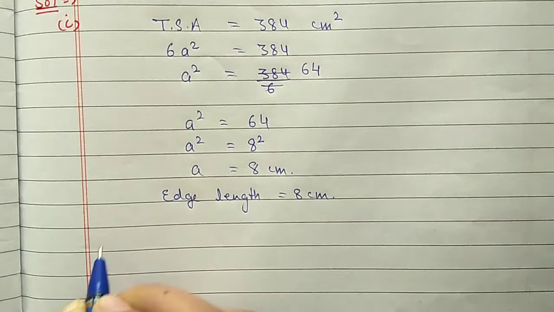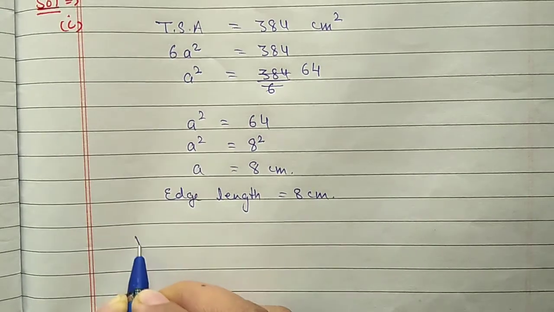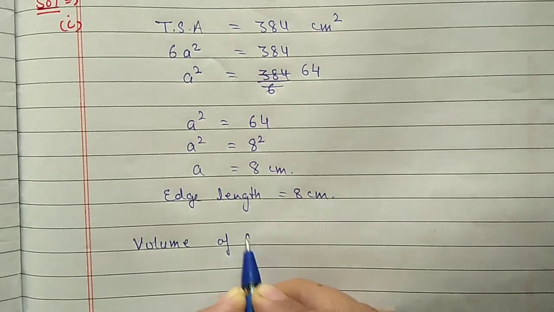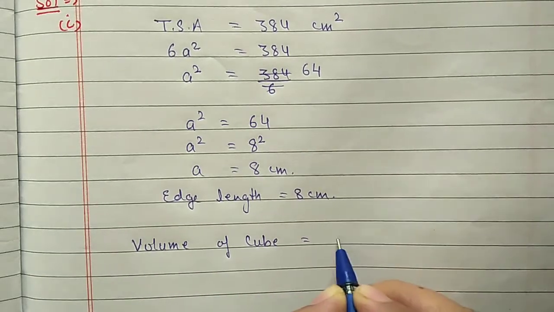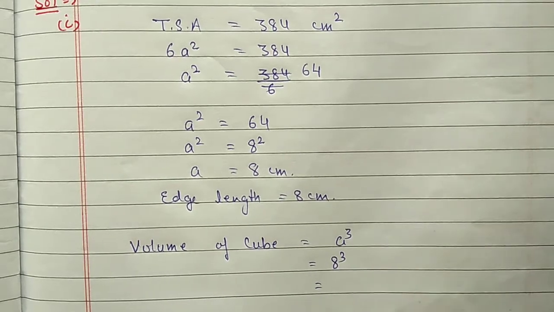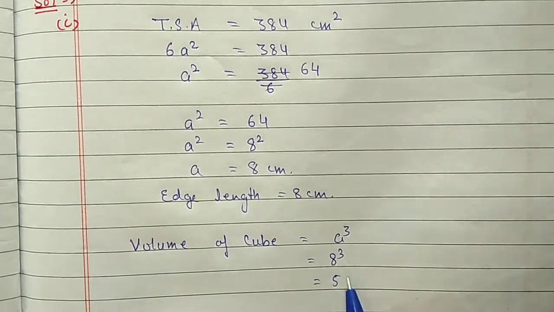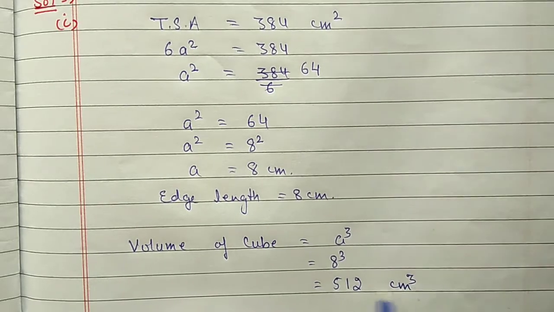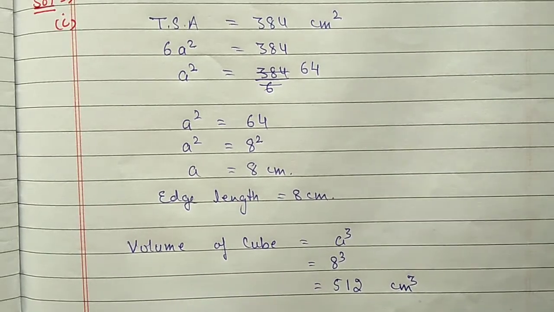In the second part we have to find out the volume of the cube. So volume of cube is equal to, volume formula is a cube, means 8 cube: 8 into 8 into 8, and after multiplication we will get 512 centimeter cube, because we are now finding volume.